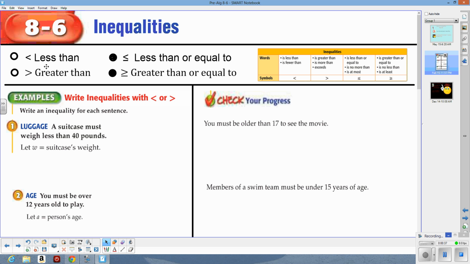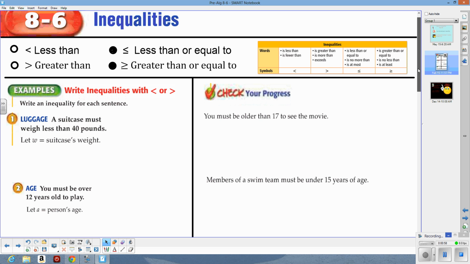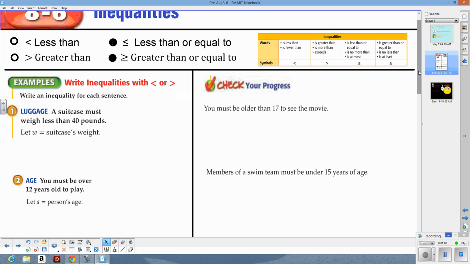If it's less than or greater than, it means it does not include that number. It's all the numbers either less than or greater than it. So we put an open circle. And if it's a less than or equal to or a greater than or equal to, it's going to be a filled in circle since it can equal that number. But that won't come until we're graphing at the end. The first thing we're going to do is just write inequalities.